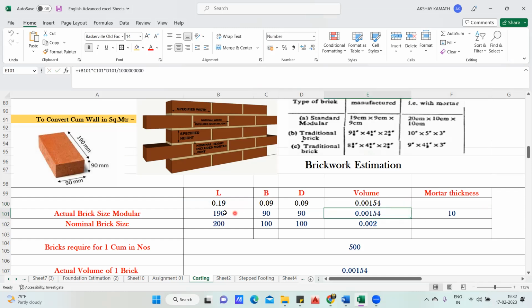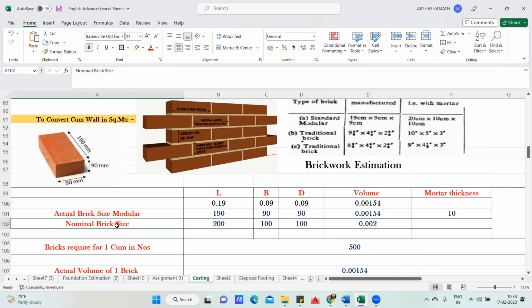What I have done is I have taken 190 by 90 by 90, and then I divided by this number. Very simple. You have to divide this by 1000. So 1000 means 30 for this, 30 for this, 30 for this. Totally, I should divide it by 90 with all those zeros, as you can see. So that is why I got 0.0154. So this is the volume of the one brick.